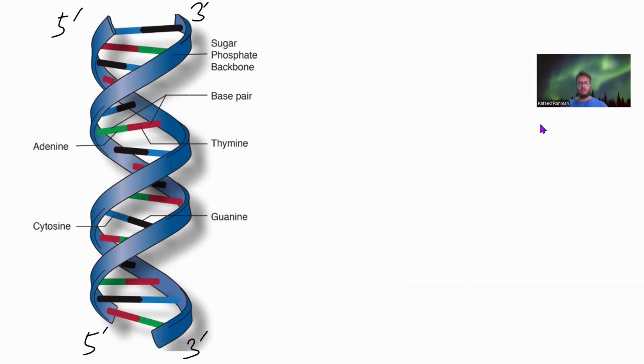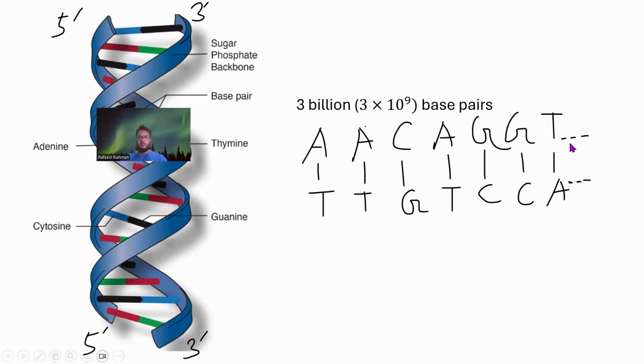I'll give you an example here. For example, you can see right here there is a DNA string A, C, A, G, G, T. If we know this string, then we can already know what the complementary string will be, because A's complementary base is T, C's complementary base is G, G's complementary base is C, and so on and so forth. So if we know one string, we automatically know the other one. That is the beauty of DNA.